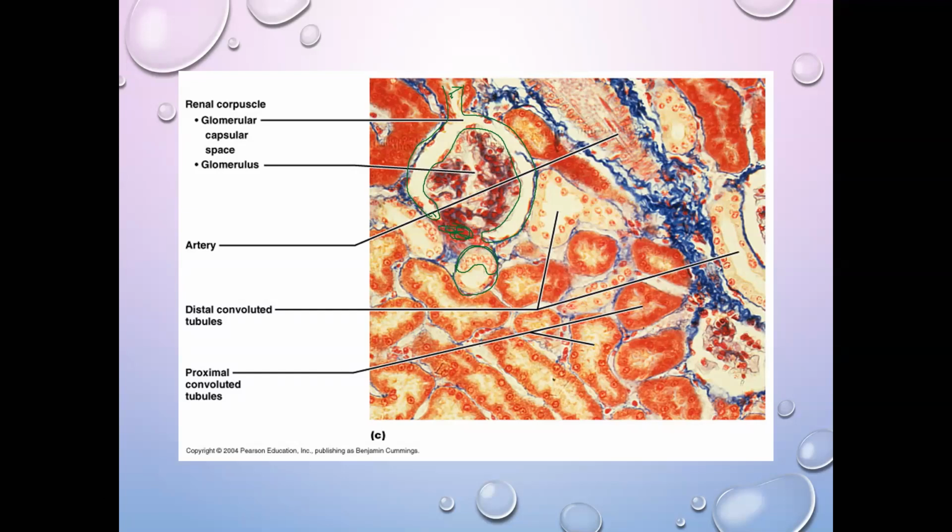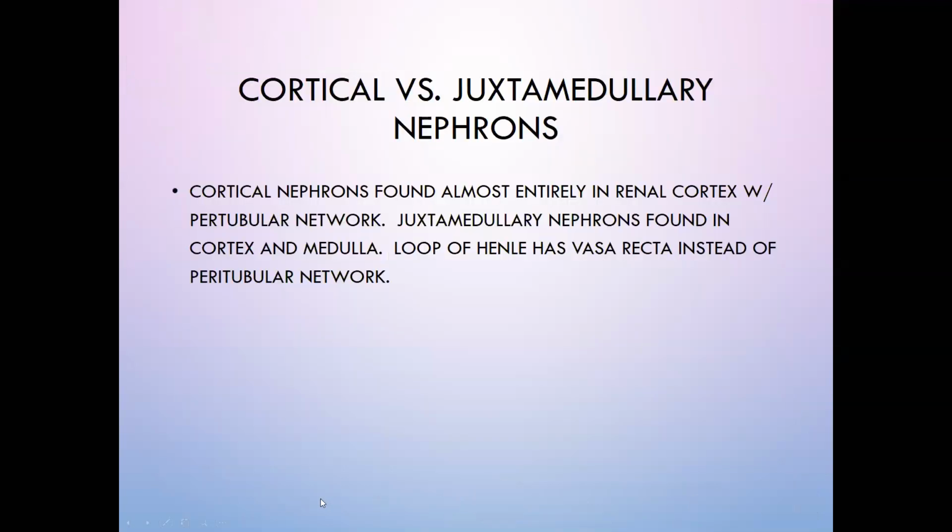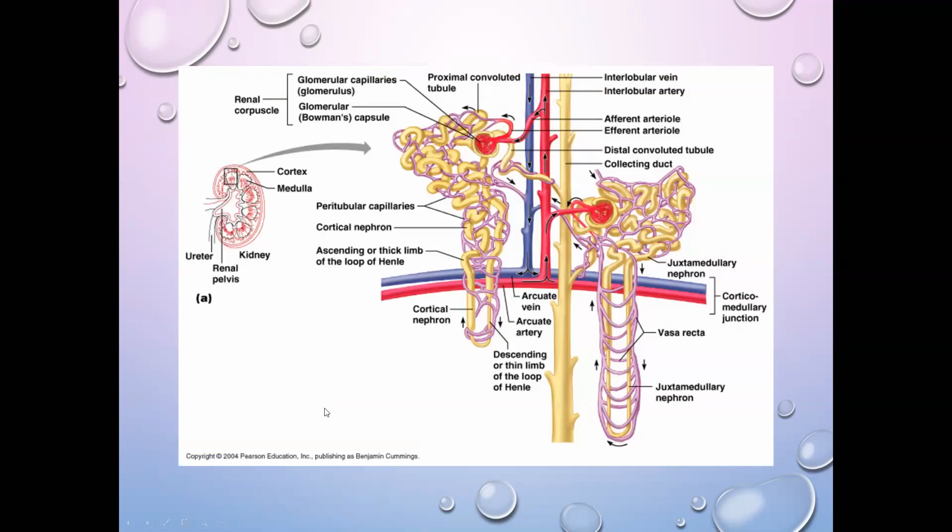Okay, so let's get rid of those. All right, so we have two kinds of nephrons: juxtamedullary nephrons and cortical nephrons. The cortical nephrons are the ones that are primarily within the cortex. So this one right here is going to be a cortical nephron, because most of it is found within the cortex.